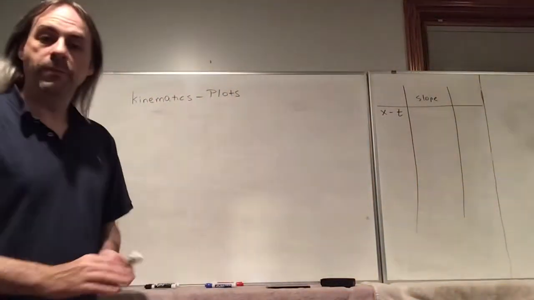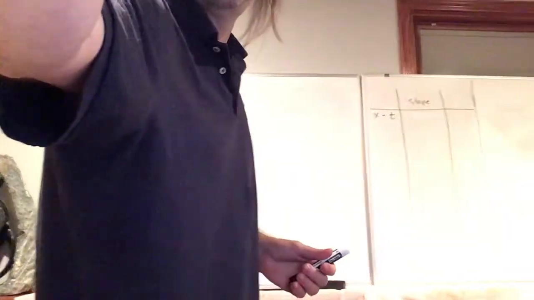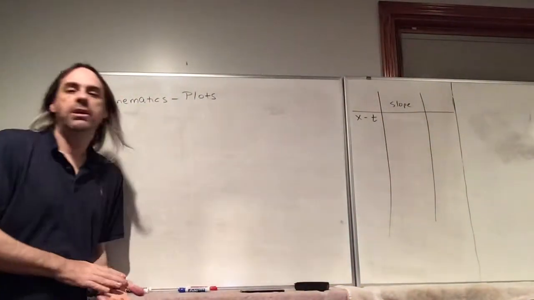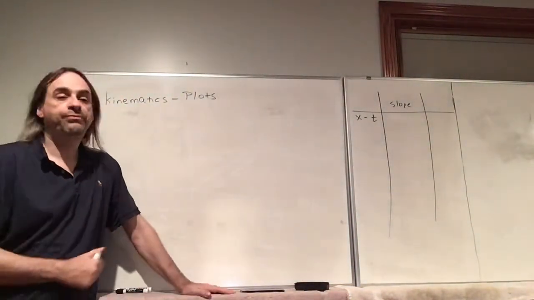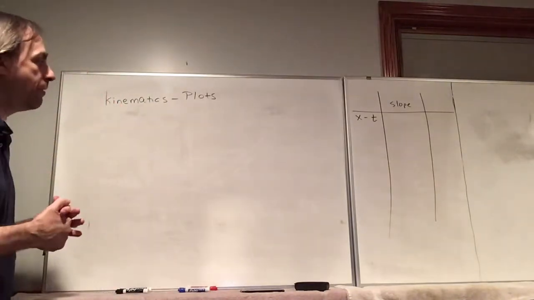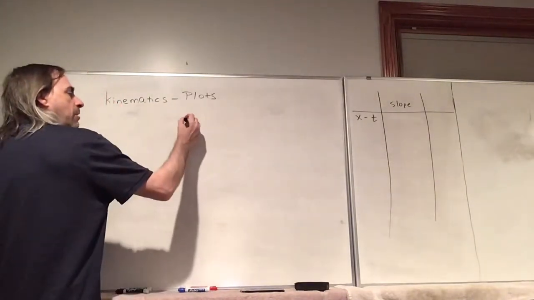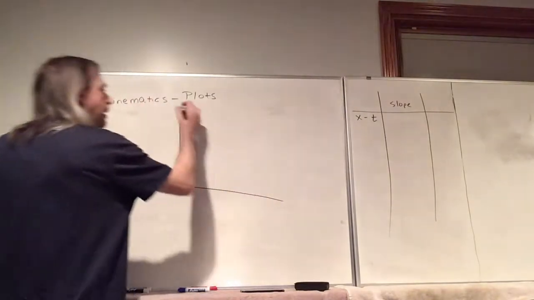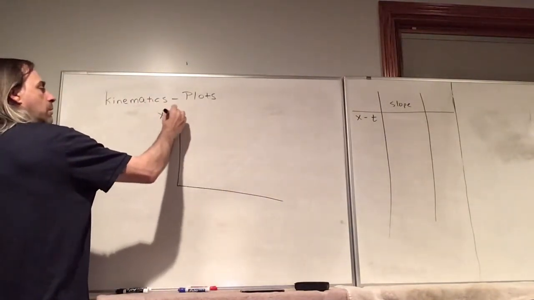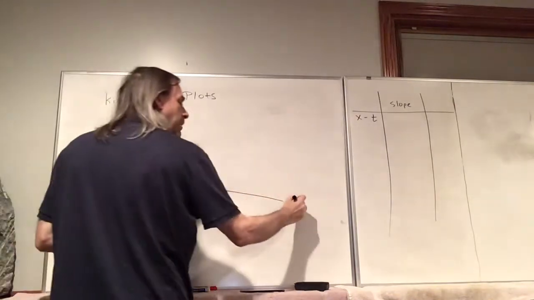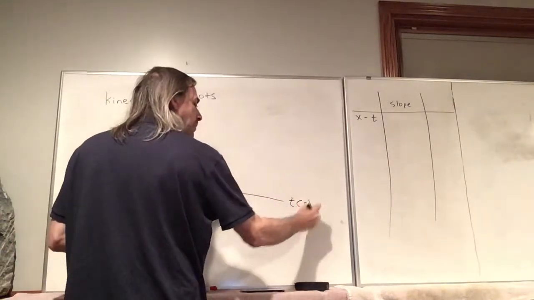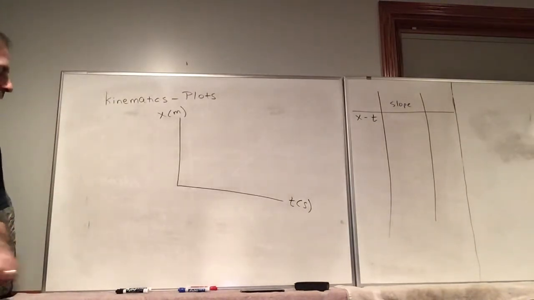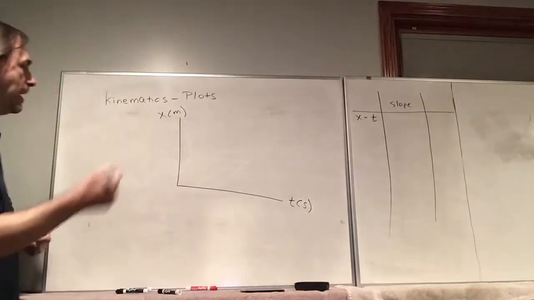Hello, class. Okay, so we're going to talk about kinematics again, but we're going to look at plots. To start out with, we're going to look at what we call an xt plot. So we're going to plot the position of a particle as a function of time. We're going to start out with a very simple example.